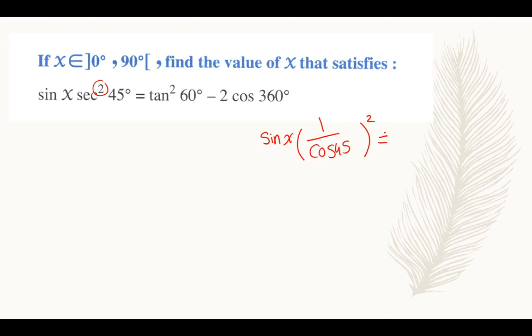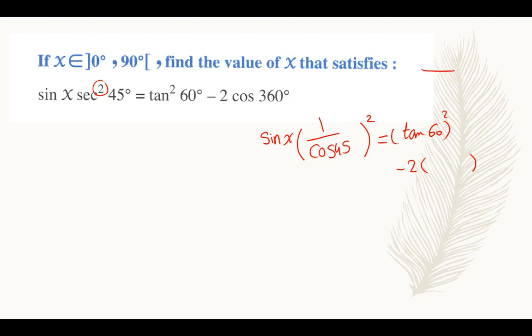And this equals tan square 60, which is tan 60 all to the power of 2, minus 2 cosine 360. We know from the unit circle that cosine 360 equals 1.